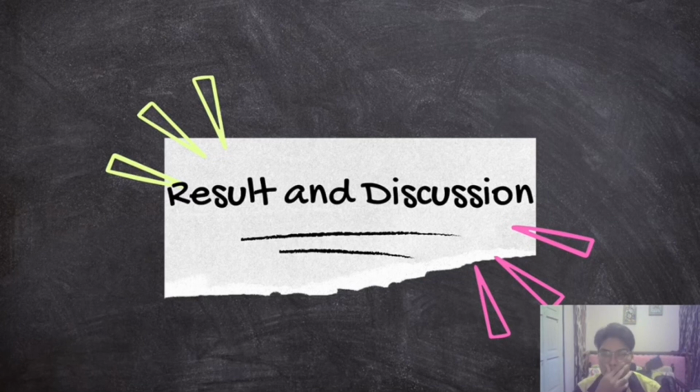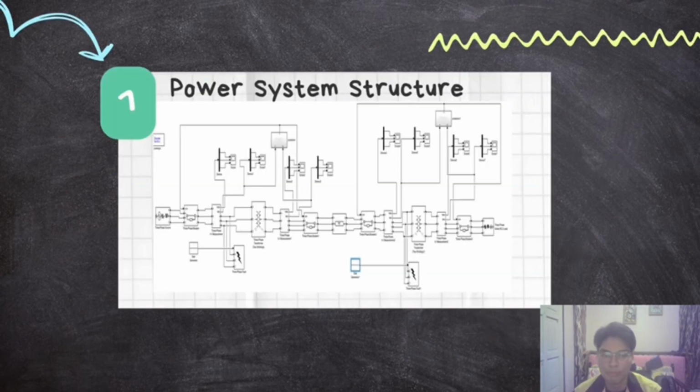My name is Abdul Razak bin Ahmad Syukur, and I will be explaining the results and discussion for this group project. Firstly, the power system structure. This is our power system structure where the two transformers are equipped with a protection scheme. The 3-phase fault here is added in order for us to add a fault in the system.